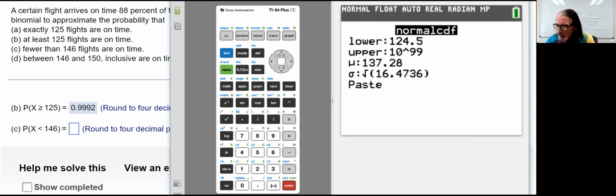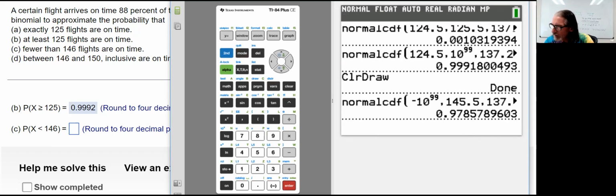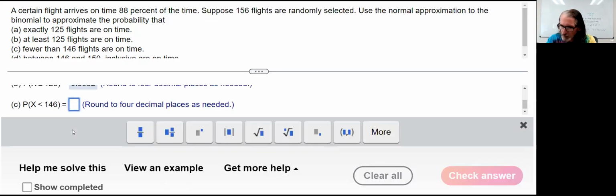Now we go with the negative number with the largest absolute value, going towards negative infinity, up to 145.5, same mean and standard deviation we just dealt with. And that looks pretty similar to what we saw by the picture. So 0.9786 it will round up to.